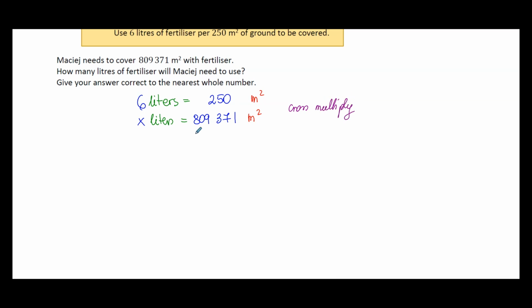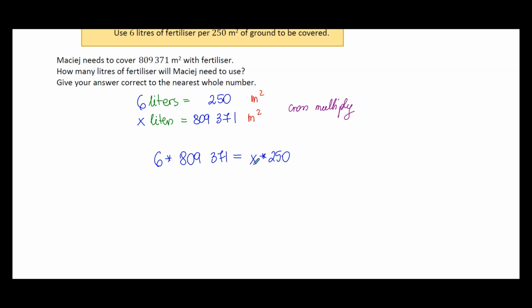So 6 multiplied by our big number of 809,372 equals X multiplied by 250. Now again, it doesn't matter which way you go. You could start with X by 250 or 800 by 6. Doesn't absolutely matter as long as we multiply across.